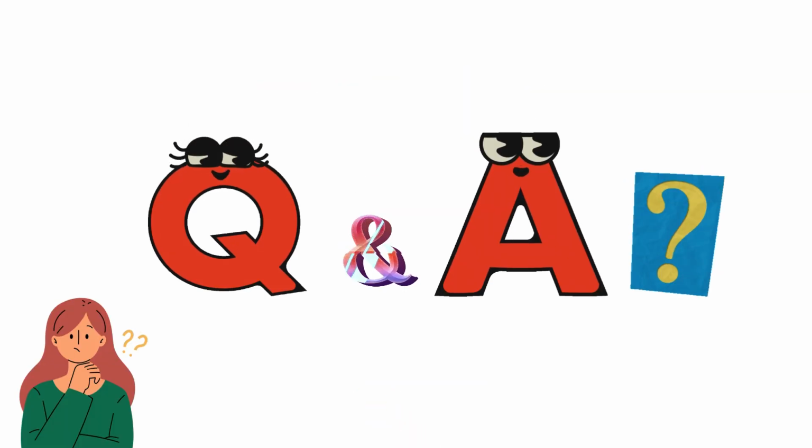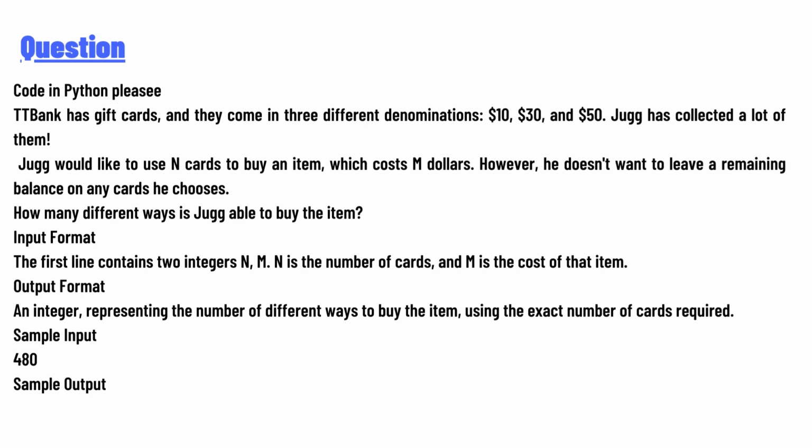So our today's question is: code in Python, please. TTBank has gift cards and they come in three different denominations: $10, $30, and $50. Jugg has collected a lot of them. Jugg would like to use N cards to buy an item which costs M dollars. However, he does not want to leave a remaining balance on any cards he chooses. How many different ways is Jugg able to buy the item?